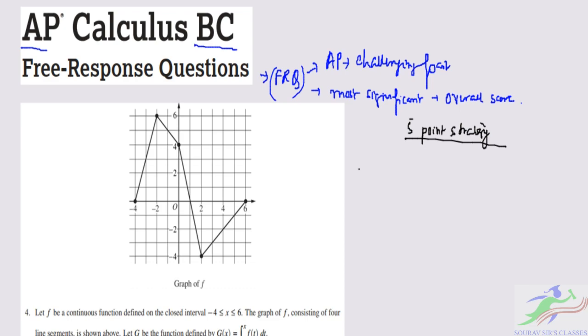First, read each FRQ question very carefully. You must understand what the demand of the question is, what the question is asking you to solve. That understanding is very much required. Point number 2, you have to maximize your points on multiple-part questions. As you can see here, I'm following the same simple strategy.